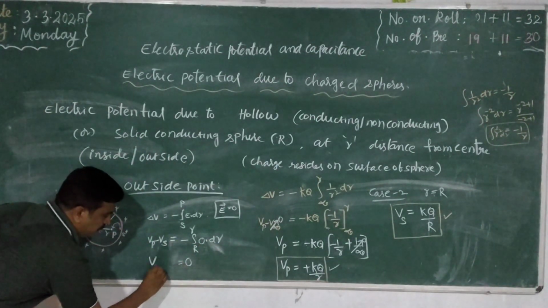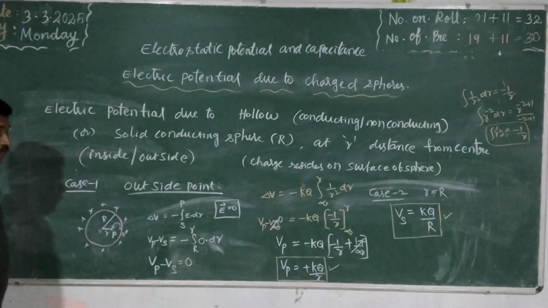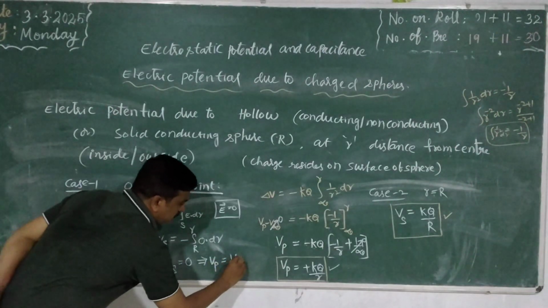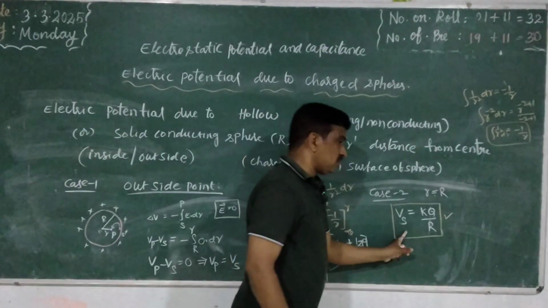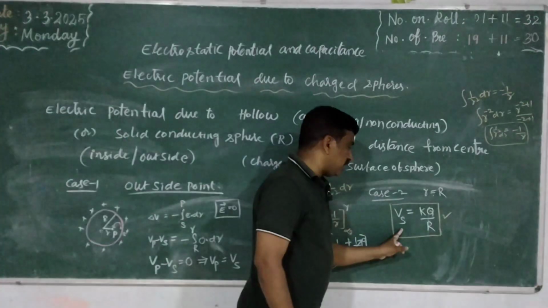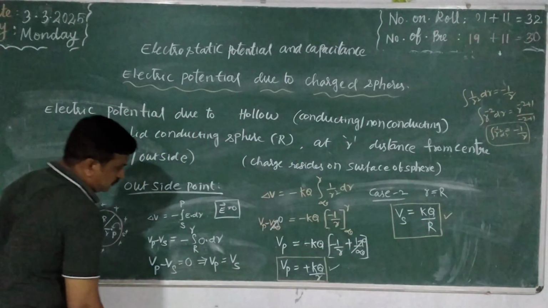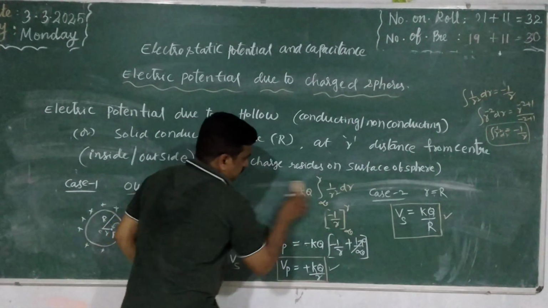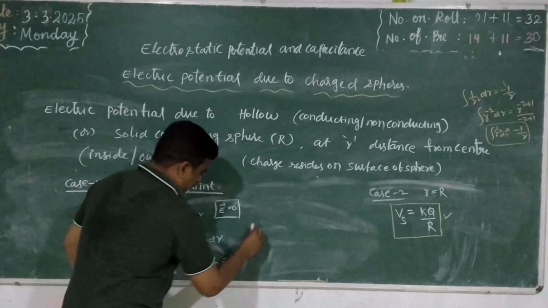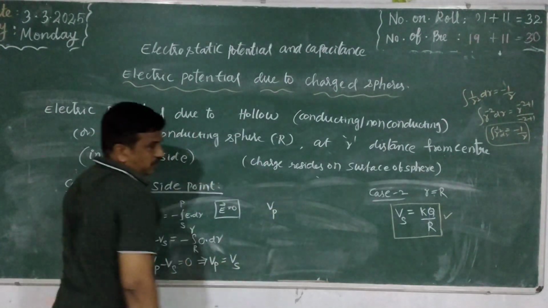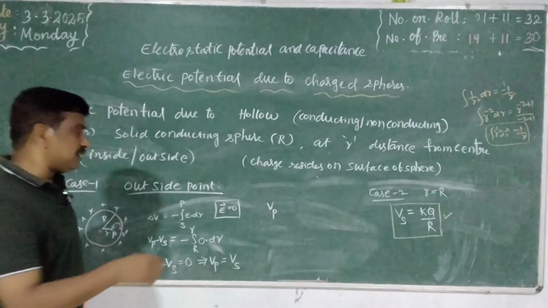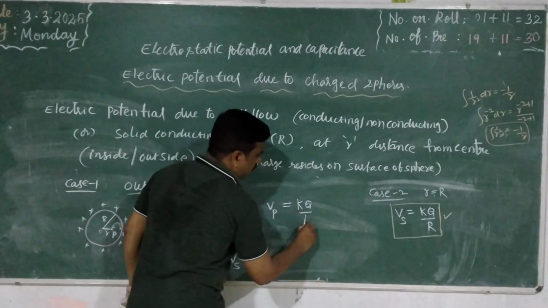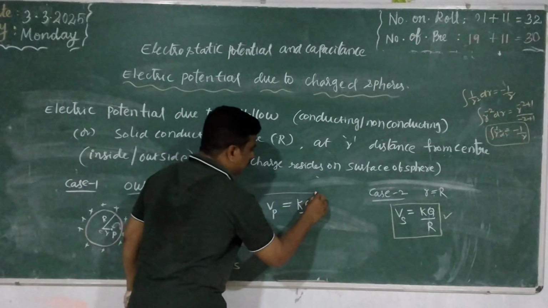Potential at P minus potential at S equals 0. So S changes to the other side, and we get potential at P equal to potential on the surface. What is the potential on the surface due to a hollow conducting, non-conducting or solid conducting sphere? KQ by capital R. So the potential at P, at a distance r from the center at the inside point, is Vp equal to K capital Q by R. It is the potential at the inside point.